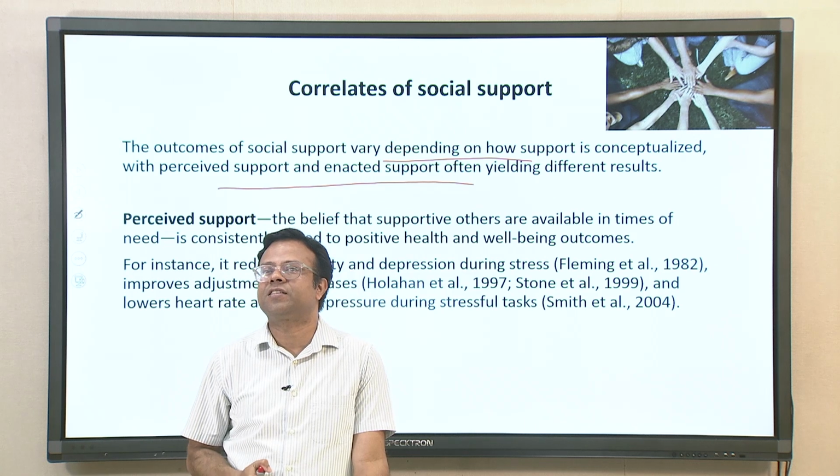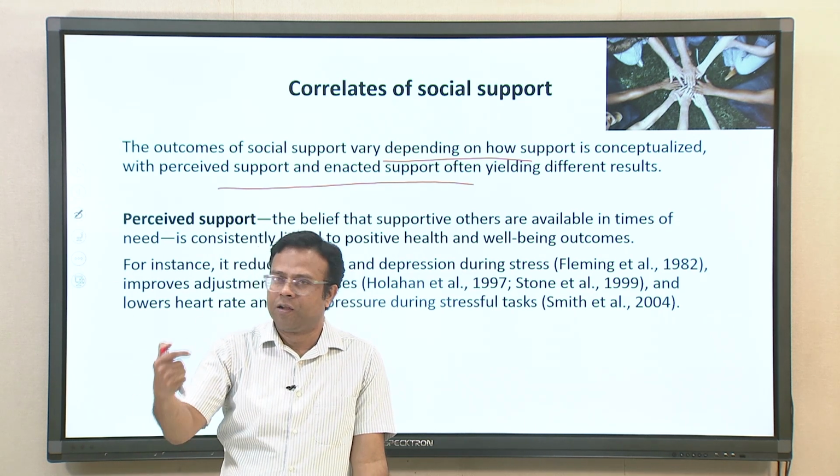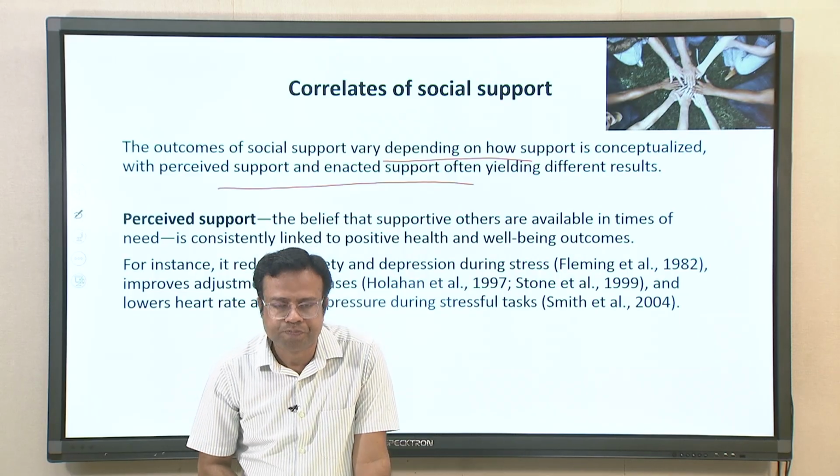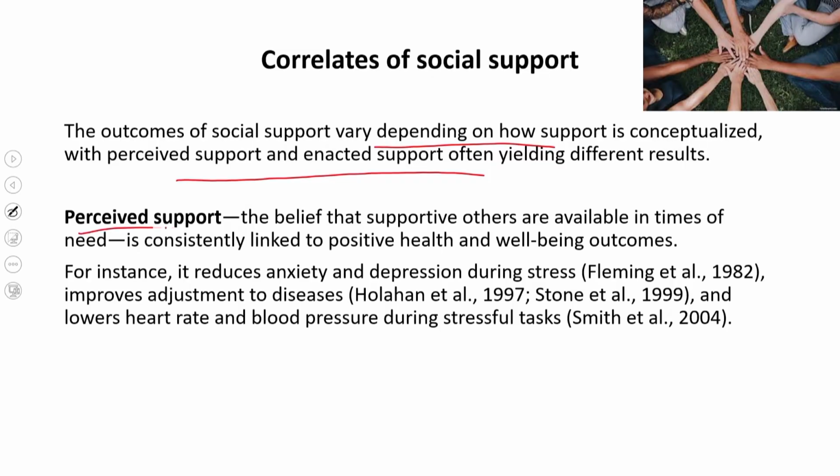It is not necessary that just getting social support will positively influence a person. There may be many other things involved in it. For example, research shows that perceived support means the perception of the person that he or she has a support system. So, it is in the mind. This perceived support is mostly a belief that supportive others are available in terms of need.